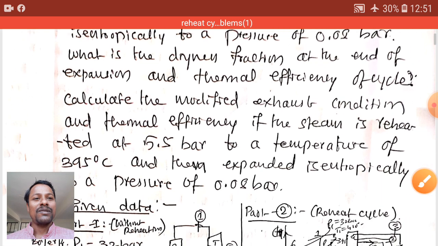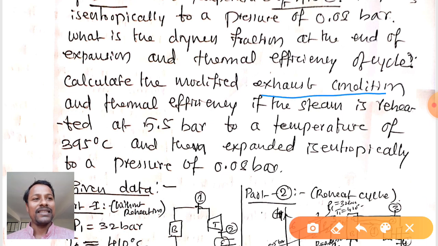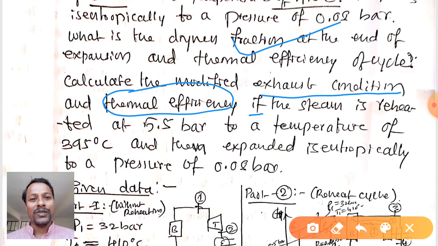Further, if you read the problem statement, calculate the modified exhaust condition. Modified means some modification he is doing. Exhaust condition means again the dryness fraction of the steam, and again we need to calculate the thermal efficiency if the steam is reheated at 5.5 bar, meaning he is reheating the steam now. In the earlier case, the first part of the problem, there was no reheating. So now reheating is being done. What is the reheat pressure? He has given 5.5 bar.